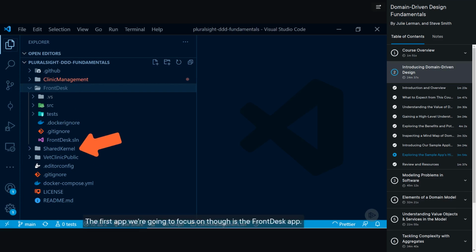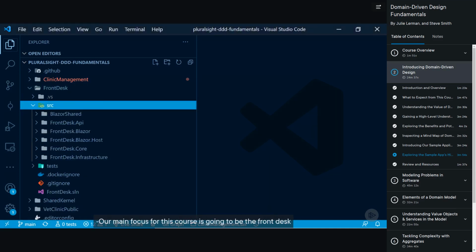The first app we're going to focus on, though, is the Front Desk app. Our main focus for this course is going to be the Front Desk application and its scheduling functionality. Looking at the solution, you can see it's broken up into 7 projects, which seems like a lot, but 3 of them are just there to support Blazor. The server-side code, where our domain model resides, is just 3 projects.